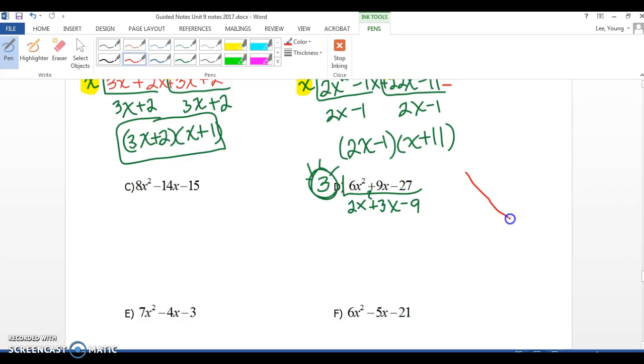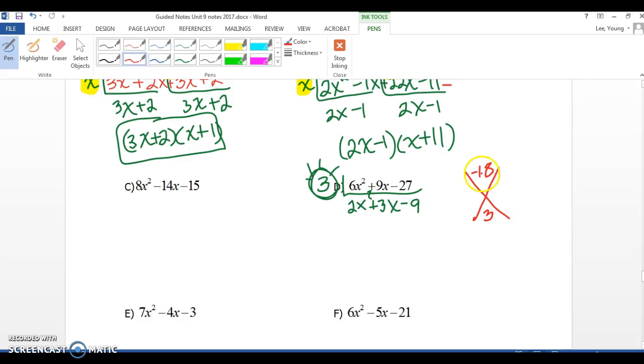Okay, so X. What goes on the top of this X? We're not using 6 and 27 since we already factored it out, so we're using 2 and negative 9. What's 2 times negative 9? Negative 18. Then what goes on the bottom of the X? Positive 3. Does that make sense to you?